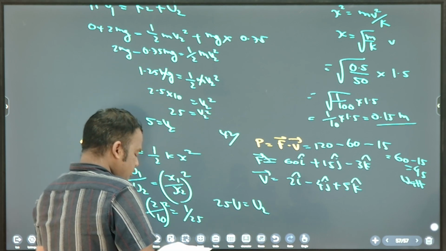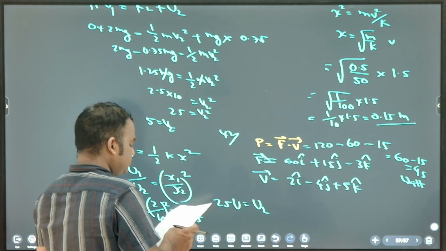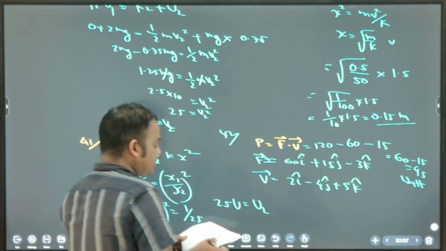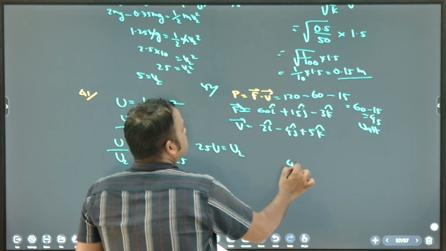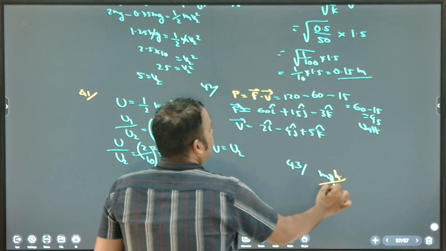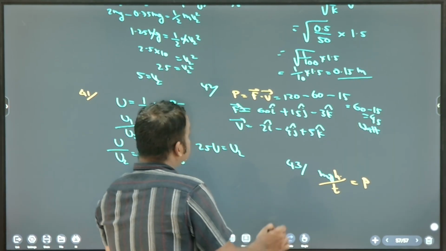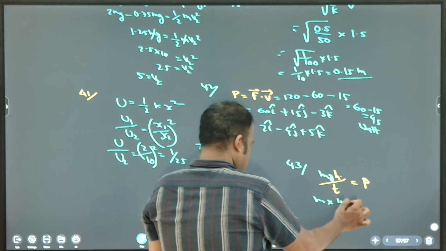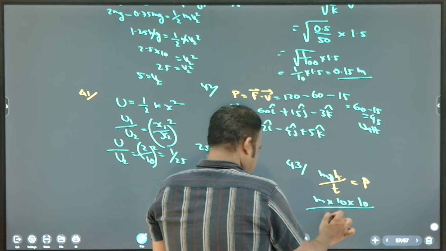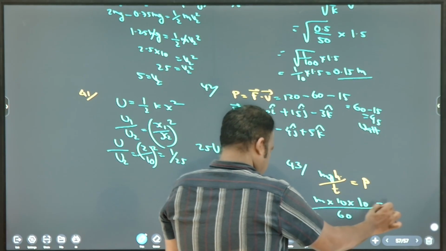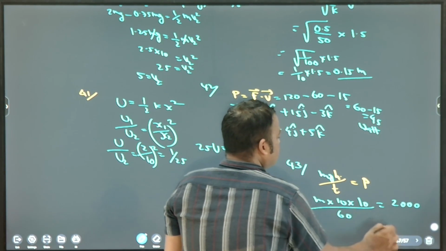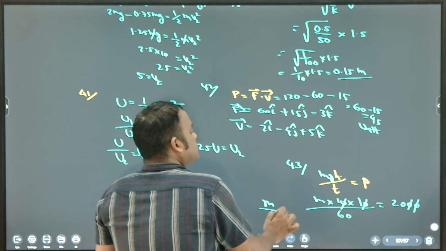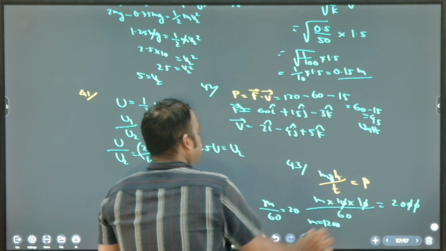How much water a pump of 2 kilowatt can raise in 1 minute to a height? This is a repeated question. So mgh by t is equal to P. So m into g into h by t, 1 minute, is equal to P, 2 kilowatts. So 2000, 100 cancel. So m by 60 is equal to 20. So m is 1200. Note down.